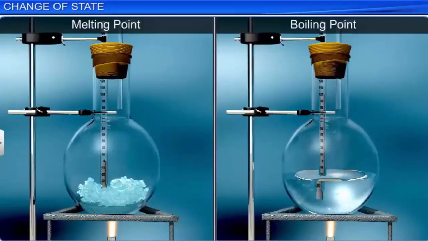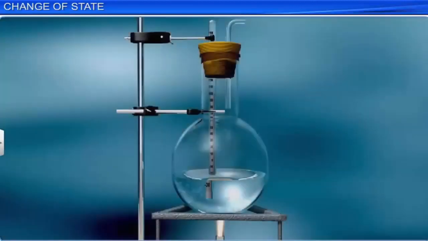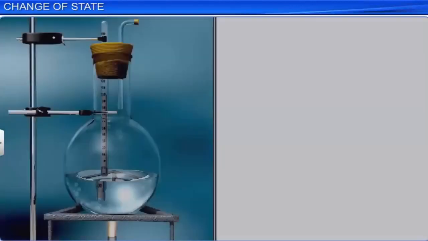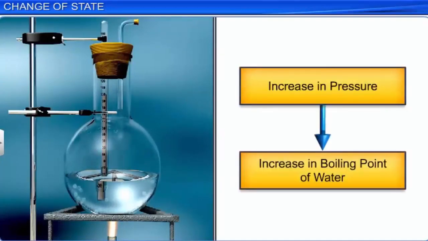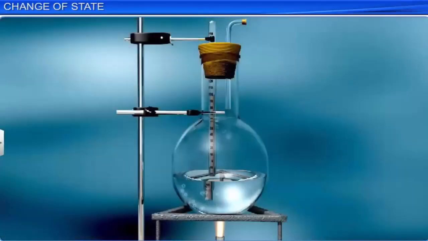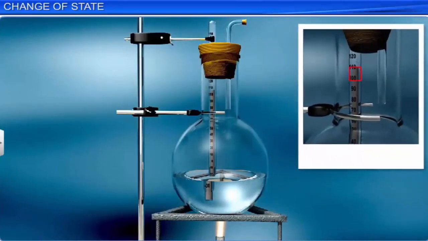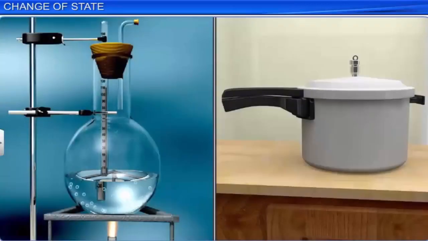To understand this, let us return to the experiment where water was heated in a round-bottomed flask. When the steam outlet is closed, the pressure inside the flask increases, and the boiling point of water also increases. Therefore, the water in the flask stops boiling after some time. After absorbing more heat, the temperature of the water increases to a new boiling point and it starts boiling again. A pressure cooker works on this principle.